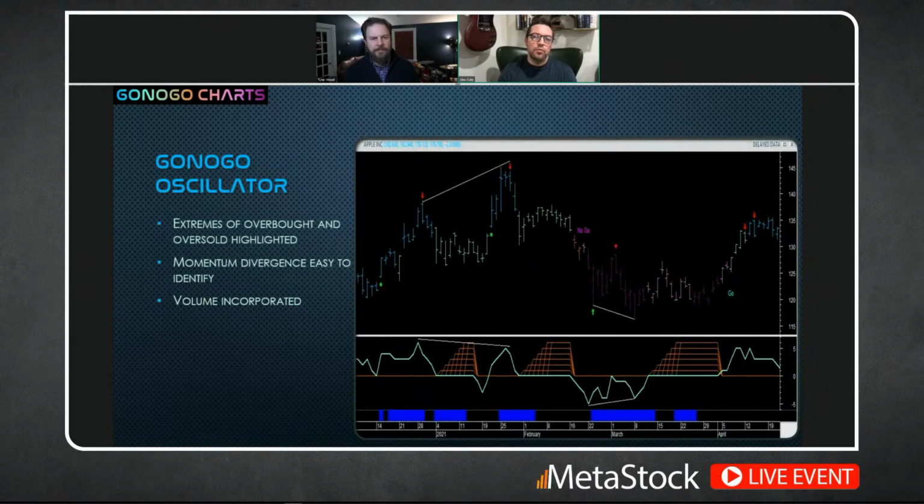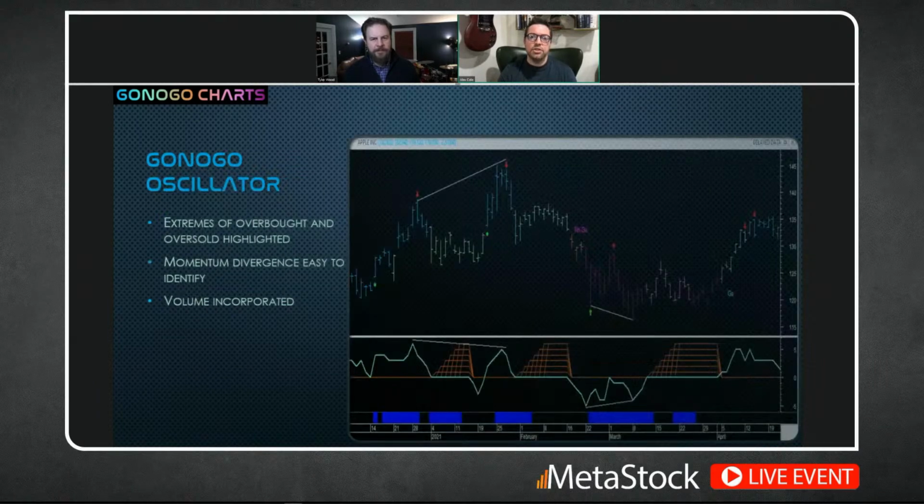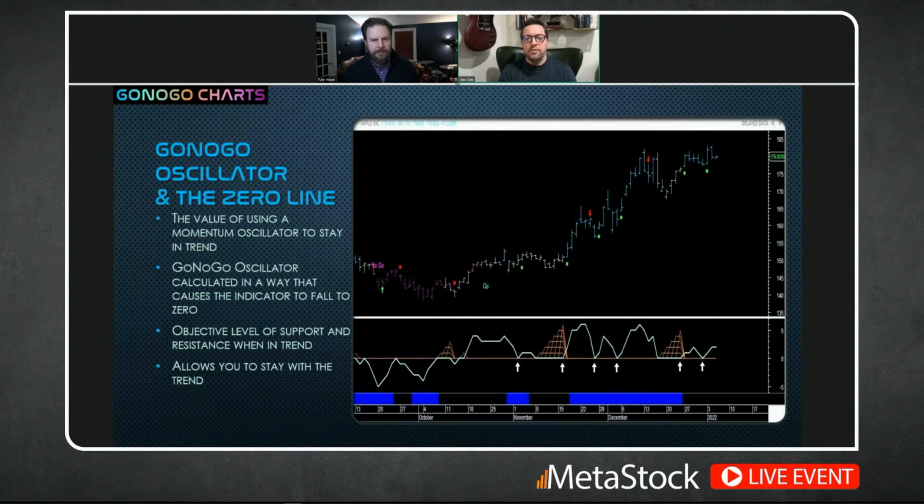And if we move forward, what we then want to talk about is not just the traditional way of using an oscillator, but the way we use it with the GoNoGo oscillator, that we hope has a little bit of value and can add a little bit to how you try to follow trends.